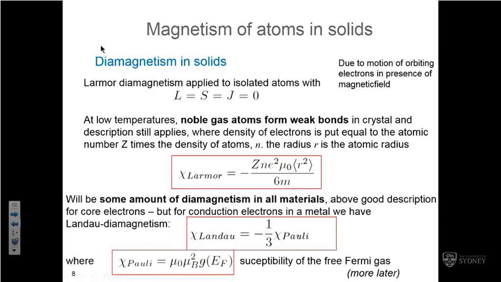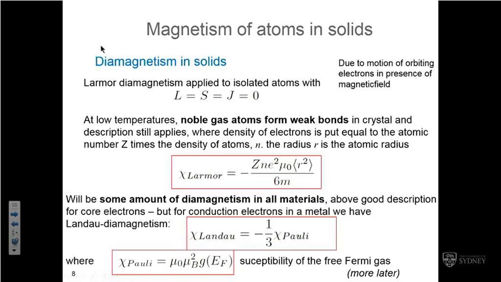for example, if we've got a metal here and we have conduction electrons that are free to move around the lattice, then they cannot be described by this kind of approach. They are described by this Landau susceptibility, and that's equal to 1/3 of the Pauli susceptibility, which we'll derive later on, and negative, because it's diamagnetism.